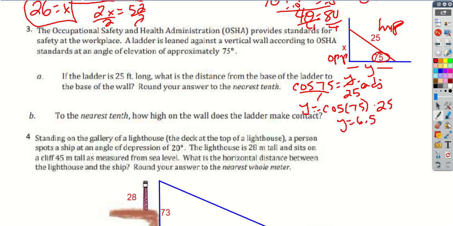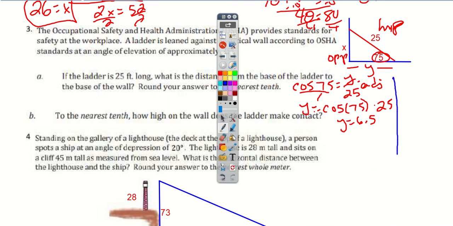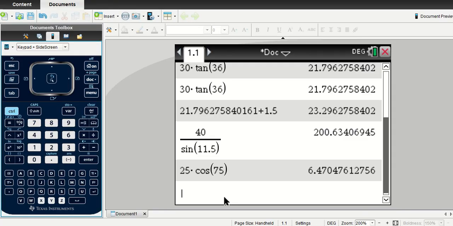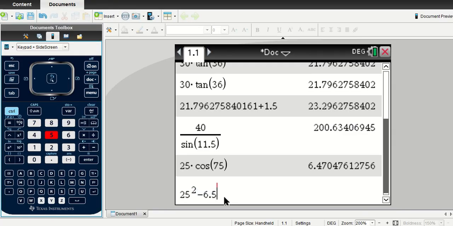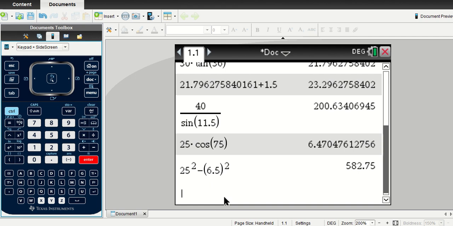All right, and then how high up the wall does the ladder make contact is the next question. And so if we know that this is 6.5 here and we have 25, we can also use the Pythagorean theorem here. So we're going to do c squared minus a squared is equal to b squared. C squared is 25. You can also just use the a squared plus b squared formula. That's up to you. Minus 6.5 squared is equal to b squared. And then we're going to go ahead and do 25 squared minus 6.5 squared, which is 582.75.